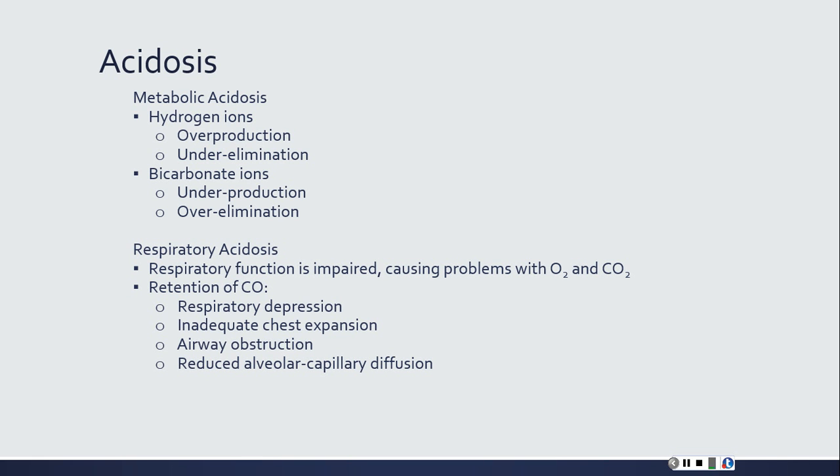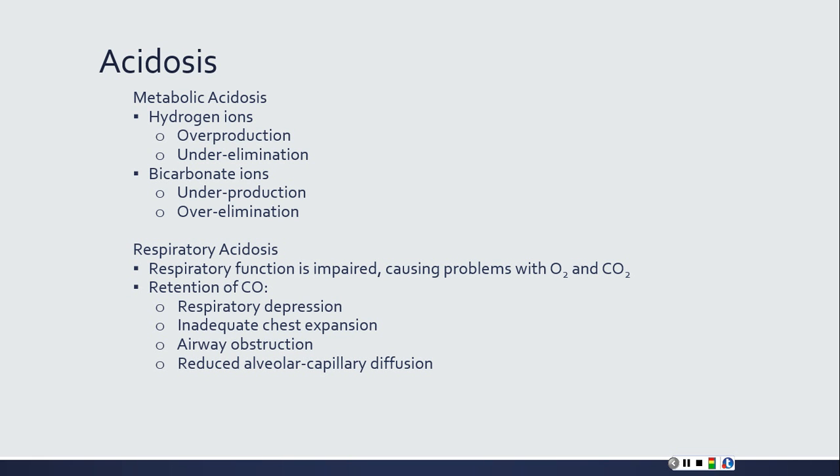Then you've got the respiratory side. Respiratory side deals with CO2. When respiratory function is impaired, it causes a problem with oxygen and CO2. Basically, with respiratory acidosis, we don't blow off enough CO2. We hold too much in. Also, we retain CO2. This could happen as a result of respiratory depression. Also, inadequate chest expansion. We talked about decreased compliance earlier, the ability of the lungs to expand, but also to contract and do what? Blow that CO2 off.